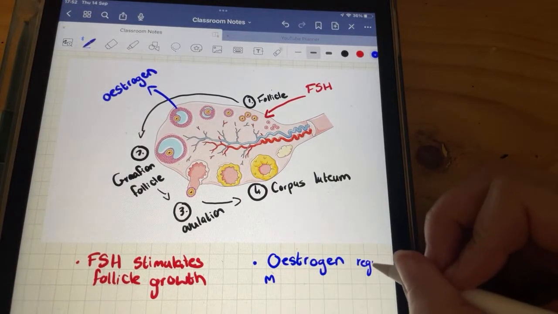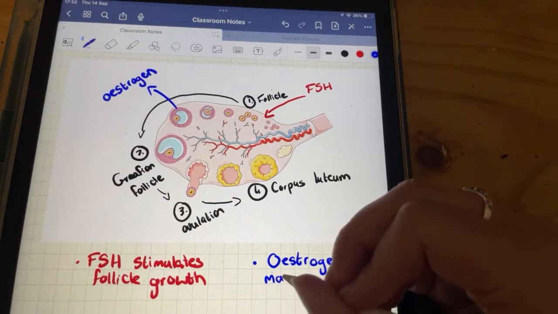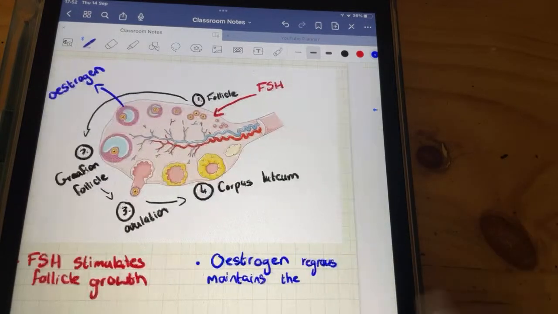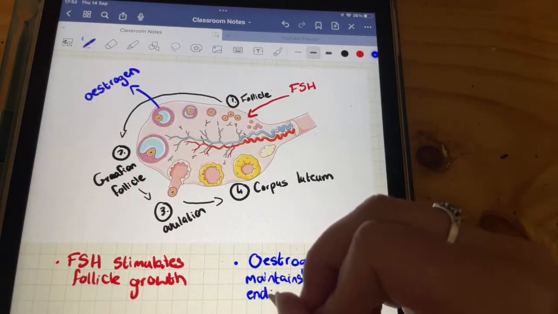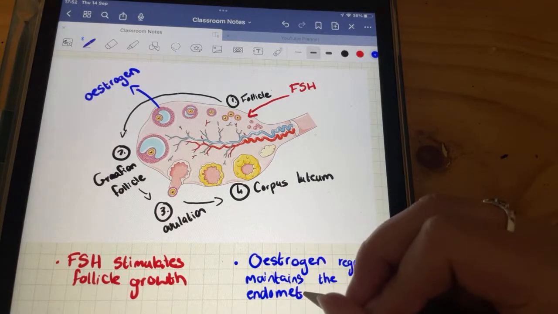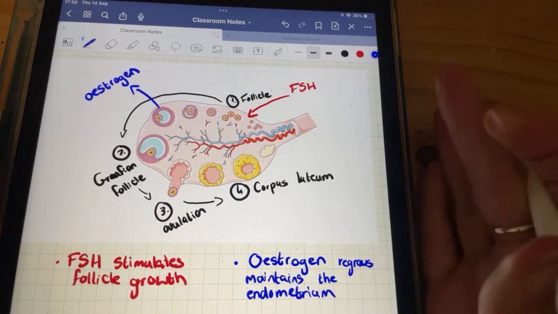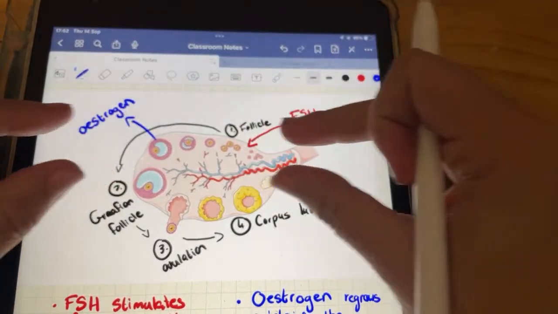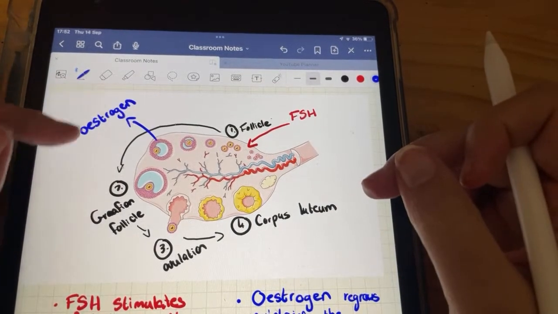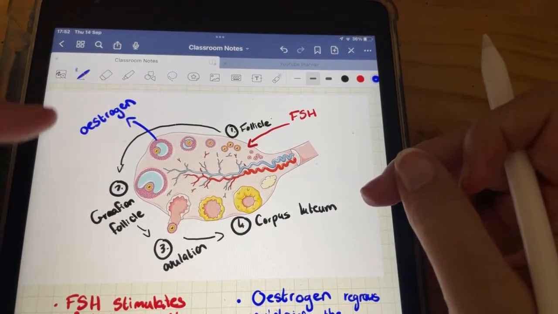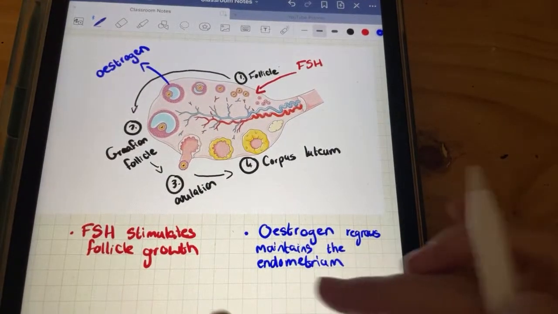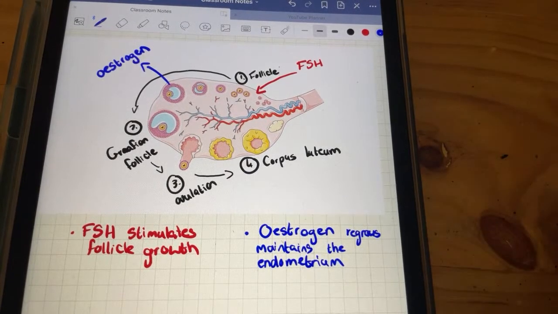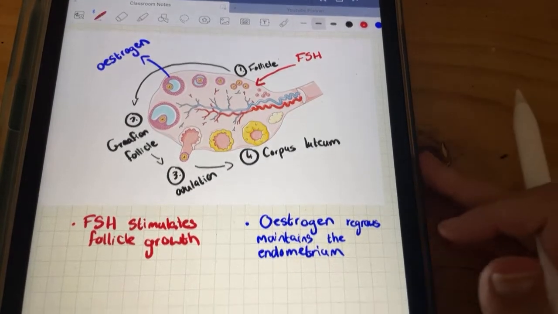The estrogen that is being secreted now out of the follicle as it grows, it regrows and maintains the endometrium. So I want you to know these two things are happening simultaneously. The follicle is getting bigger, and as it gets bigger, it secretes more estrogen. The estrogen is sent to the endometrium, and the endometrium is now getting thicker and it's regrowing. Okay? Right.